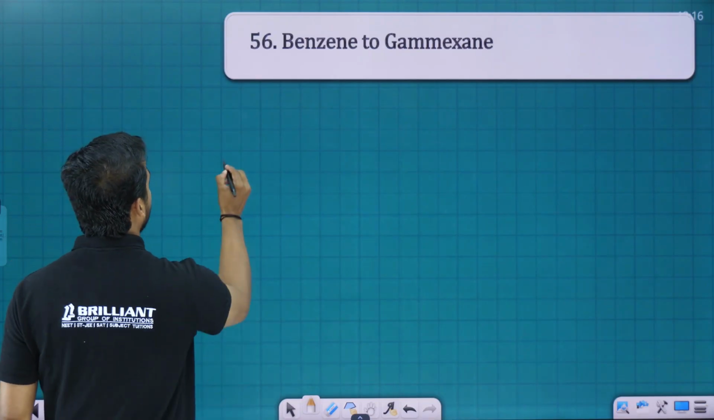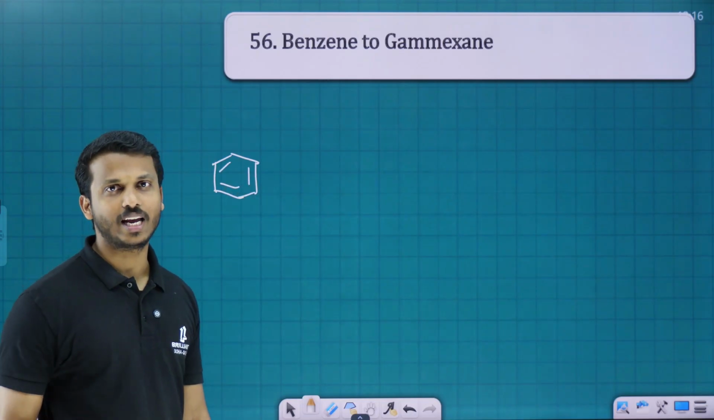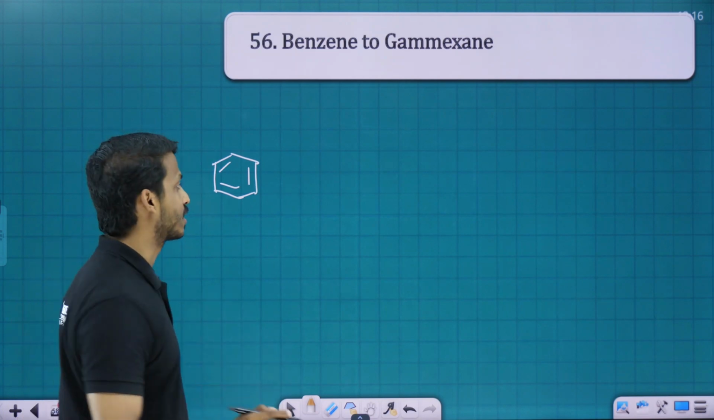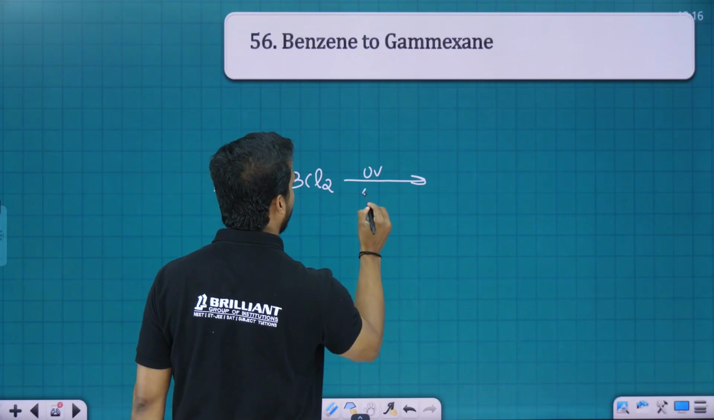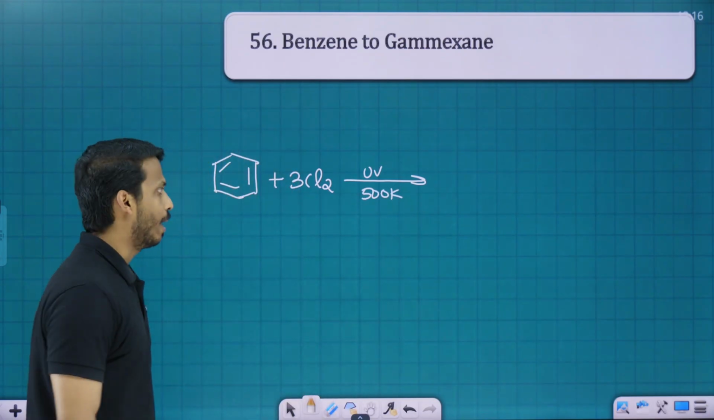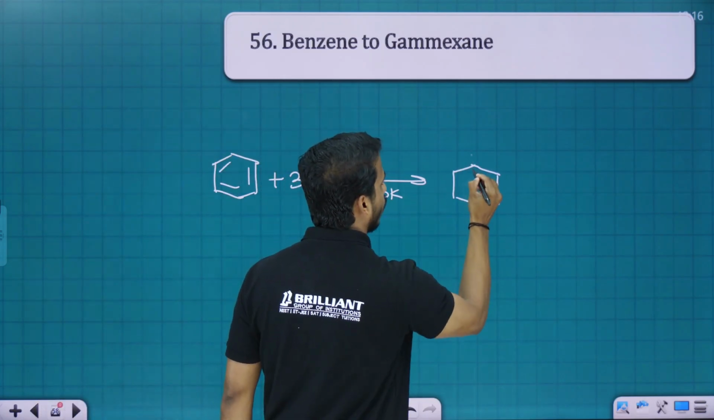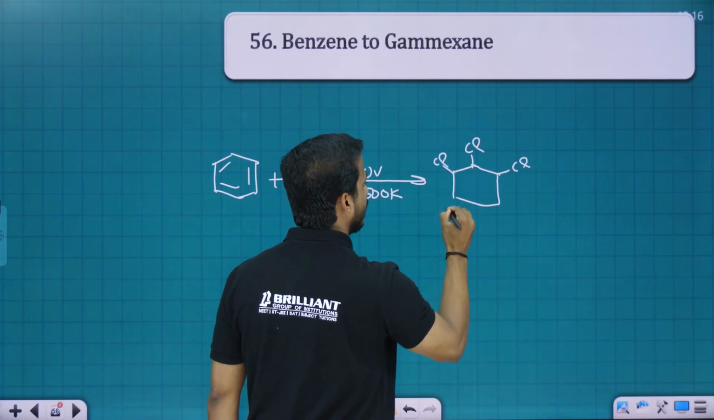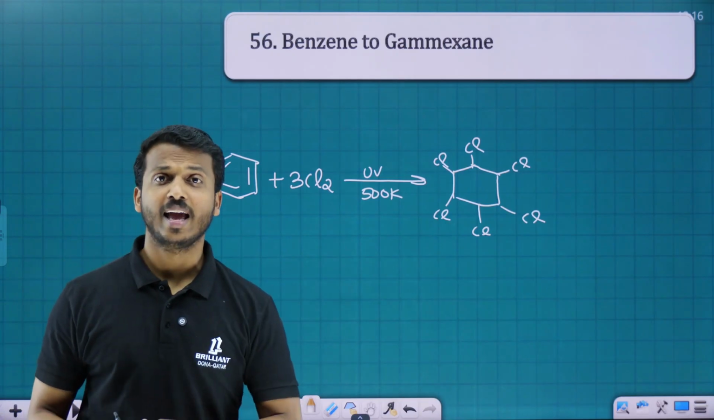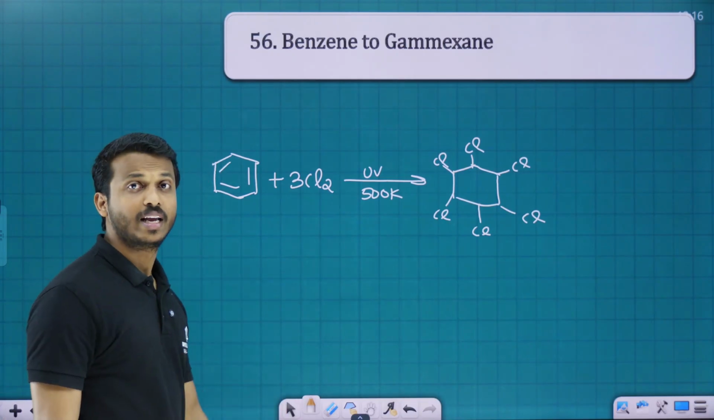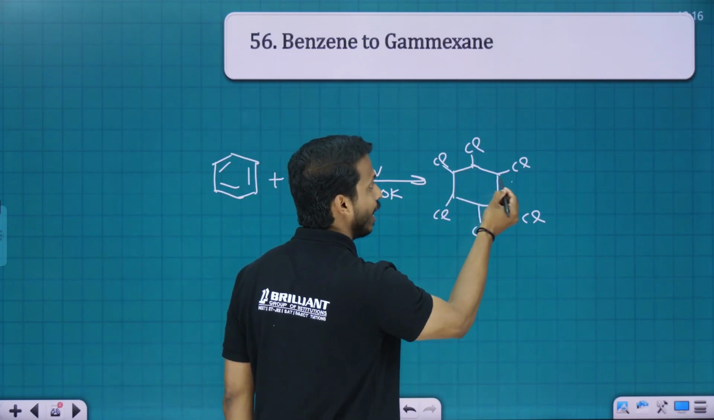Next one, how will you convert benzene to gammexane? What is gammexane? BHC, right? Benzene hexachloride. When you treat it with 3 chlorine in presence of UV light or sunlight at 500 Kelvin, what happens? Cl gets added on all the carbons and the double bonds become single bonds. You'll get Cl on all six carbons, right? It's called BHC, benzene hexachloride, also called gammexane. What is the formula? C6H6Cl6. All carbons actually have hydrogen, okay?